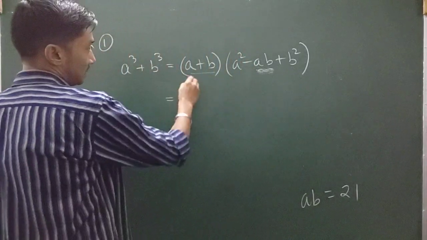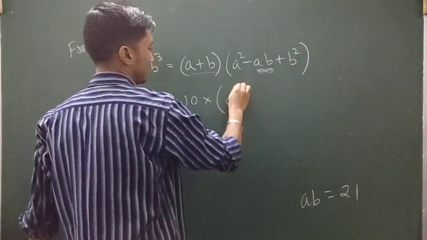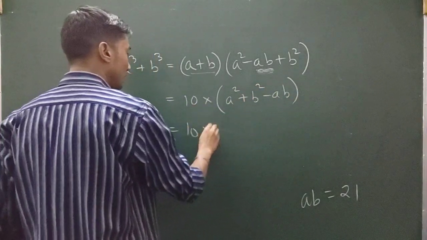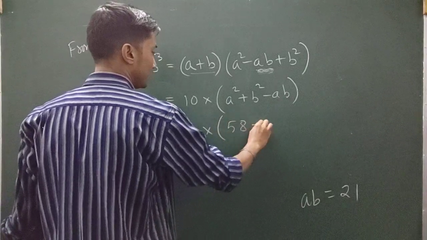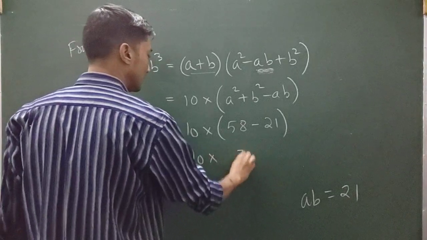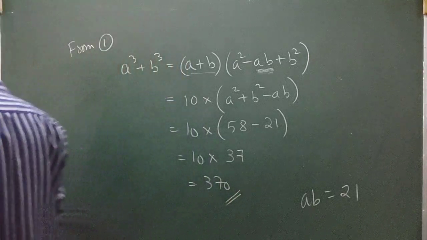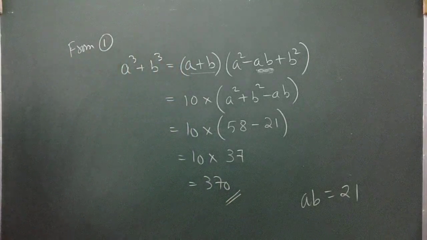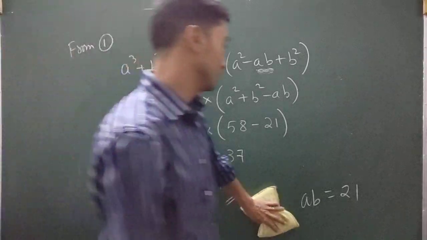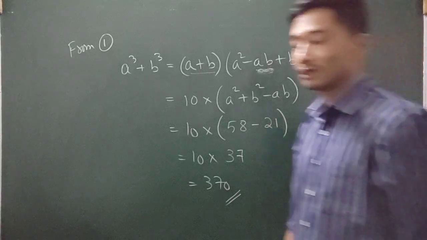A plus b, which is already 10, into a square plus b square, I'll just write for our convenience. So 10 into (a square plus b square is 58 minus ab, we get 21). So that's going to be 10 into 37. So the value will be 370. So the value of a cube plus b cube is 370 using the information that was given to us. Fine, is that alright?